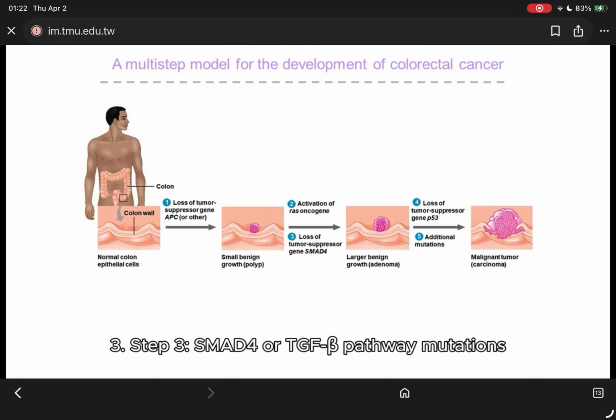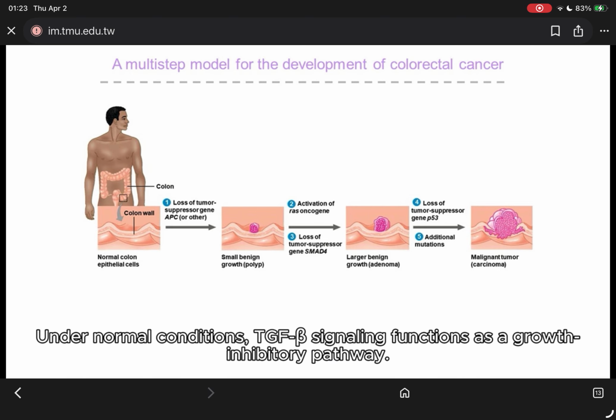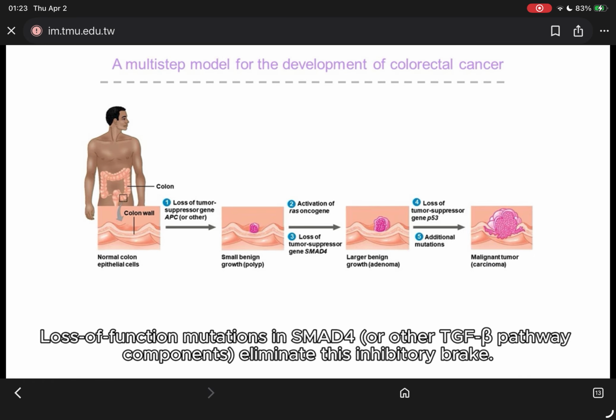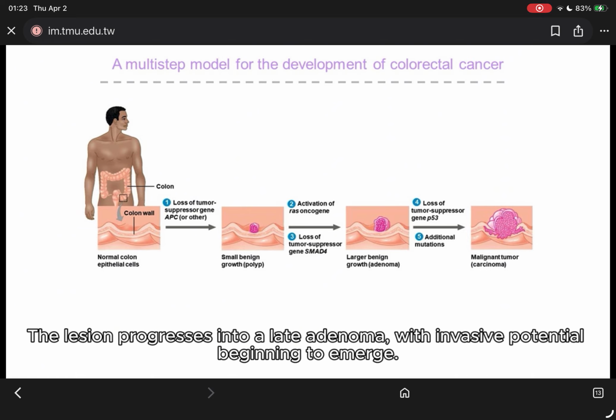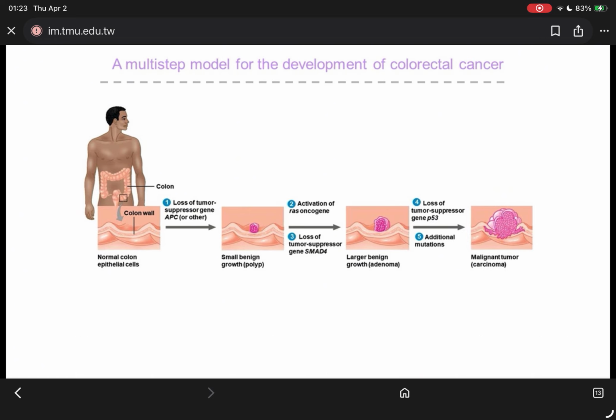Step 3, SMAD4 or TGF-beta pathway mutations. Under normal conditions, TGF-beta signaling functions as a growth inhibitory pathway. Loss of function mutations in SMAD4 or other TGF-beta pathway components eliminate this inhibitory brake. The lesion progresses into a late adenoma, with invasive potential beginning to emerge.